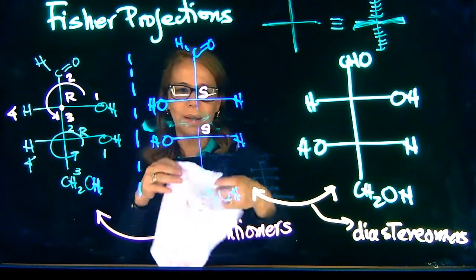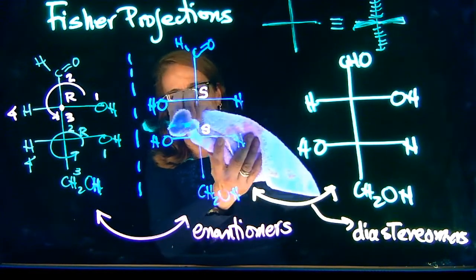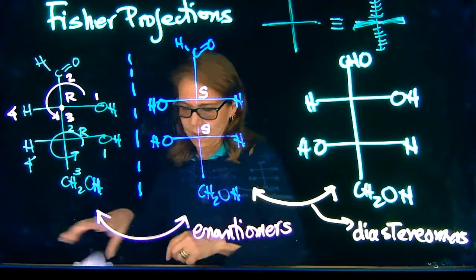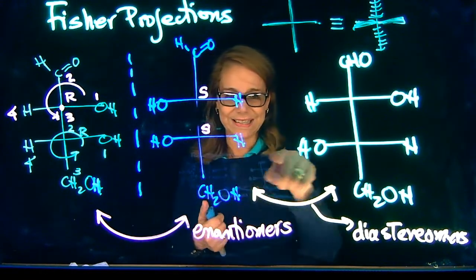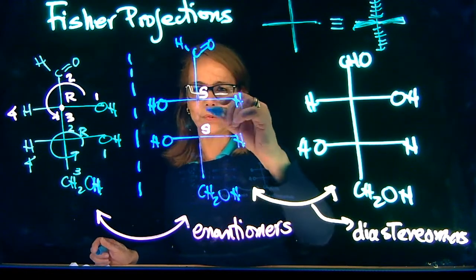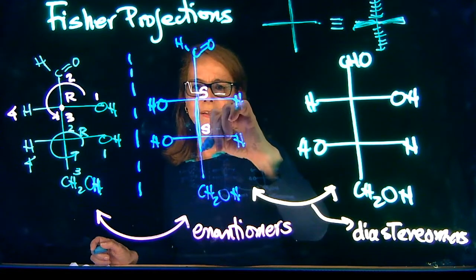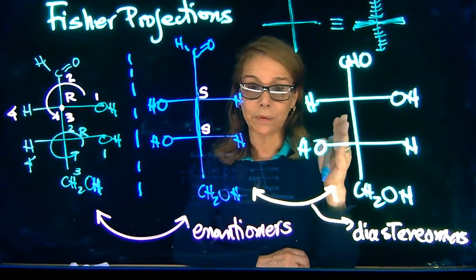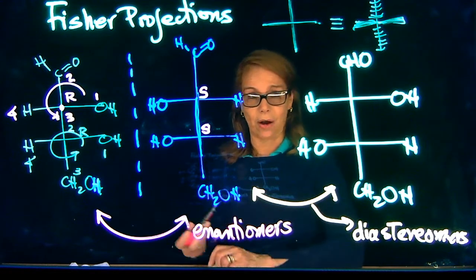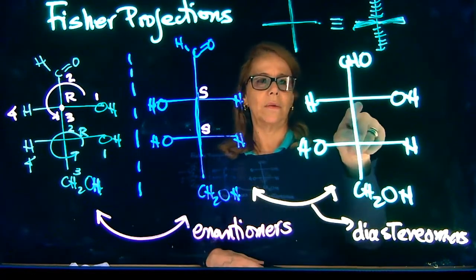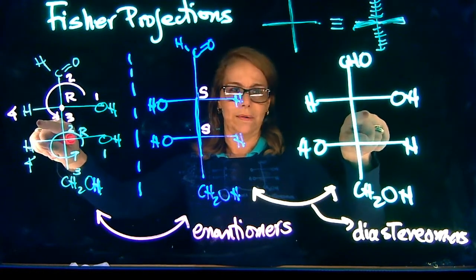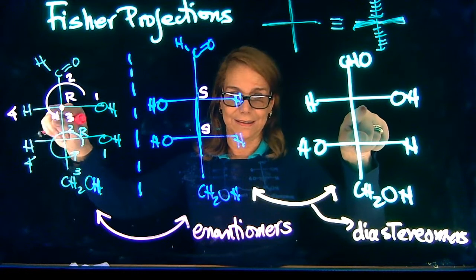So let's talk about what happened with the configuration of the other molecule. We said that the relationship between this and that is not enantiomers. We see that here, they don't look like mirror images, right? And if we look at the absolute configuration of the carbons, notice that this one right here is identical to this one. So this is R as well. So this and that are identical.